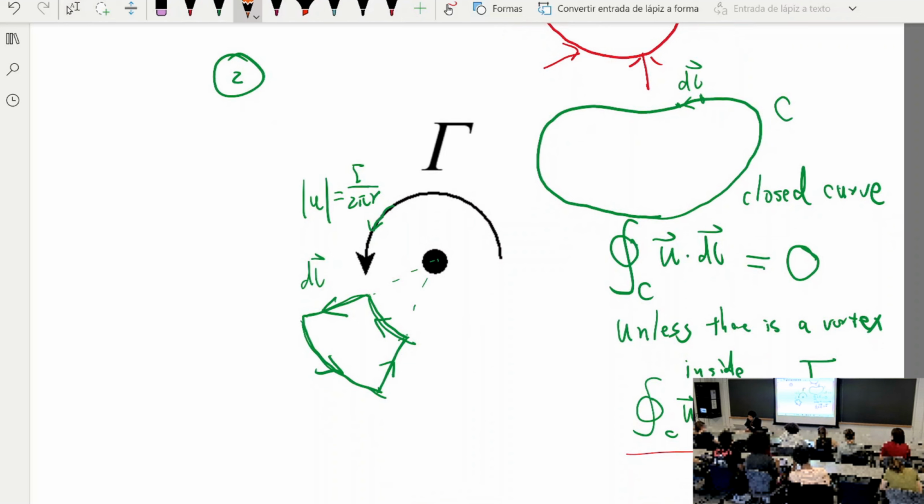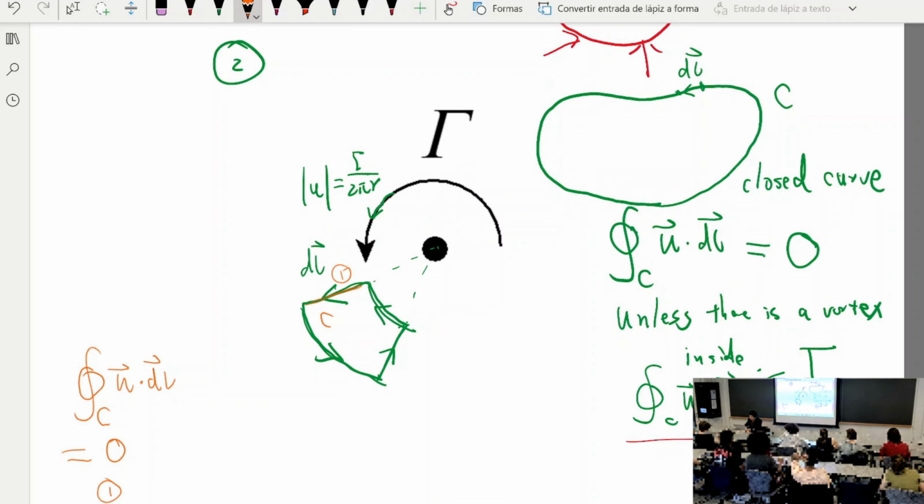can be split into 4 sections, right? Over the C. So let's say this is my C. U dot dl can be split into 4 sections. Let's say this is section 1. For section 1, the velocity direction is perpendicular to this dl direction, so the integral is going to be 0, right? So that's for section 1.